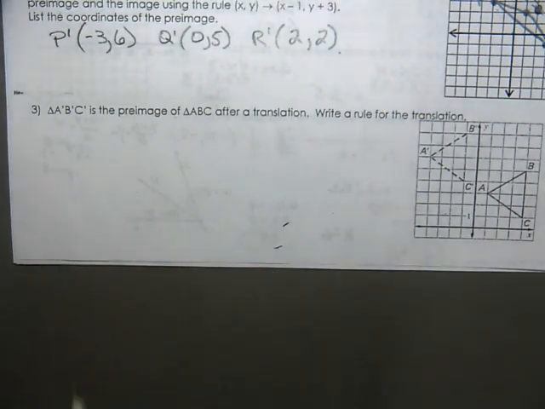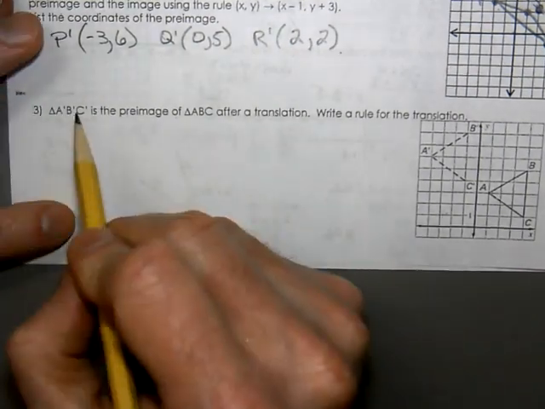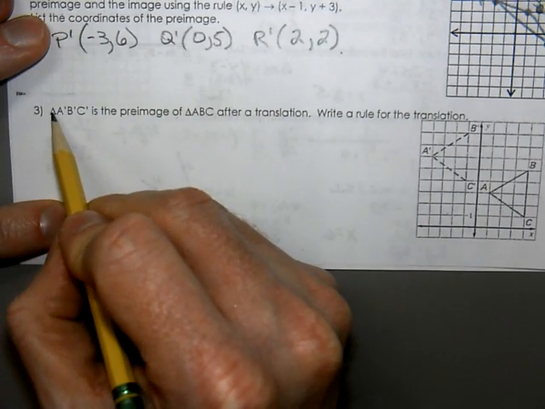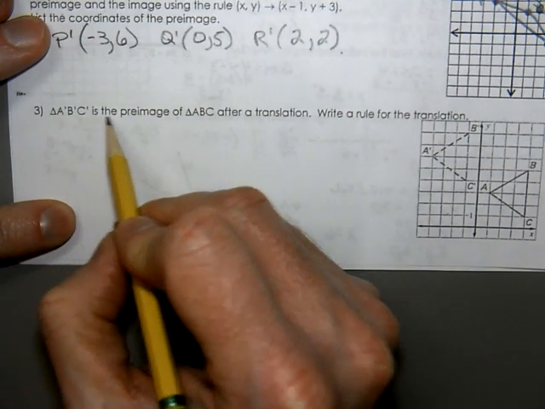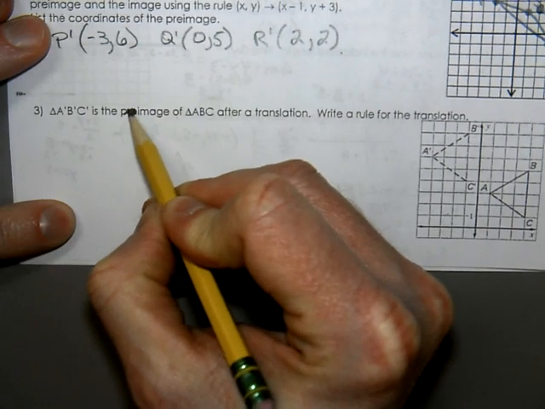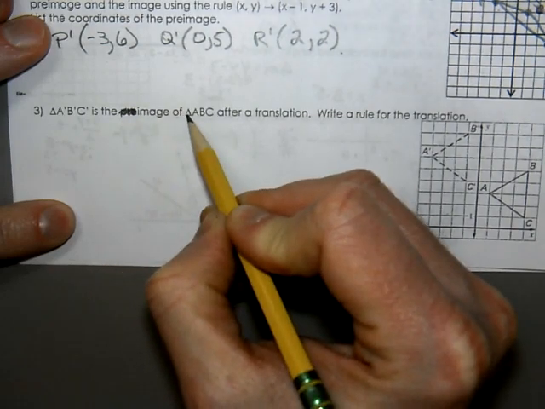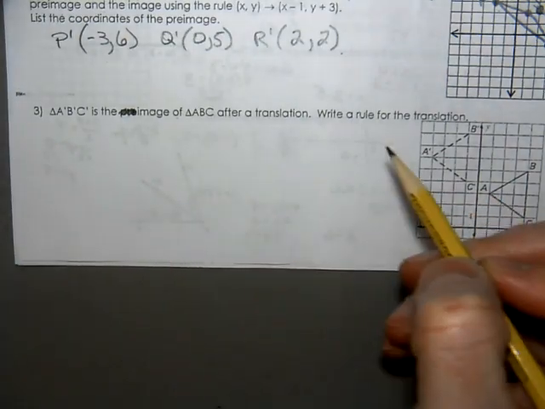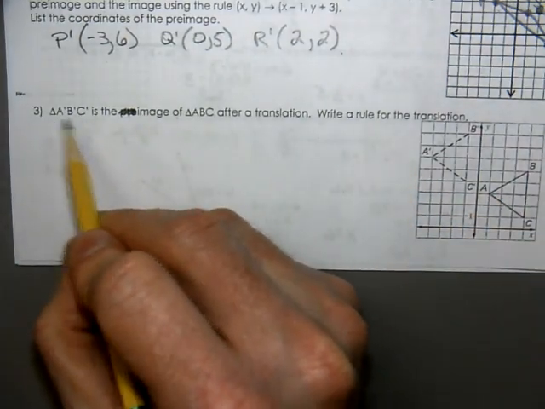Write the rule. Even though this says pre-image, reading the sentence, it would make sense if it said triangle A prime, B prime, C prime is the image of triangle ABC after a translation. What is the translation that made this A prime, B prime, C prime?